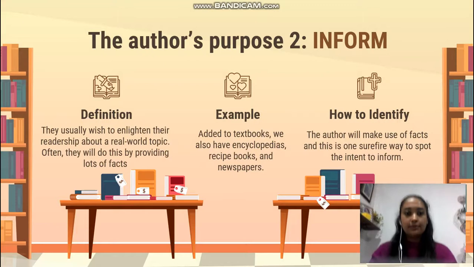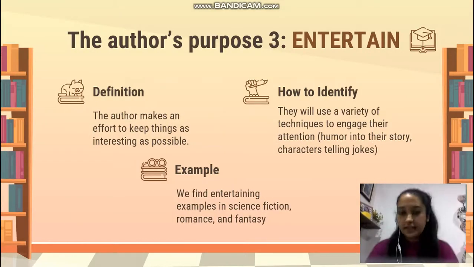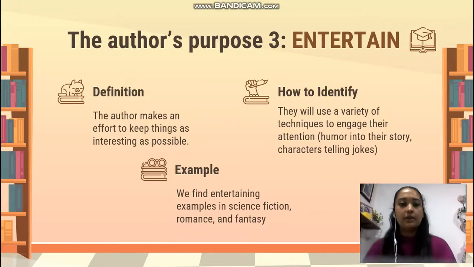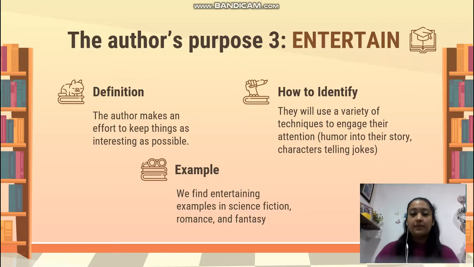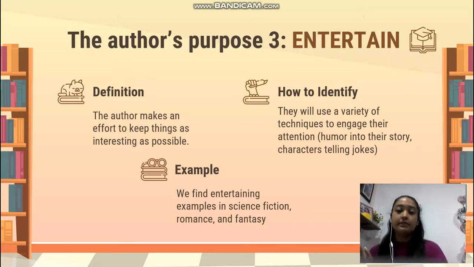So let's continue with the third one, that is to entertain. When an author's purpose is to entertain the reader, they will make a real effort to keep things as interesting as possible. For example, it's not surprising that a great deal of fiction is written with the aim of entertaining, especially in the fiction genre. We can find entertaining examples in science fiction, in romance, in fantasy, among others. And how can we identify this?